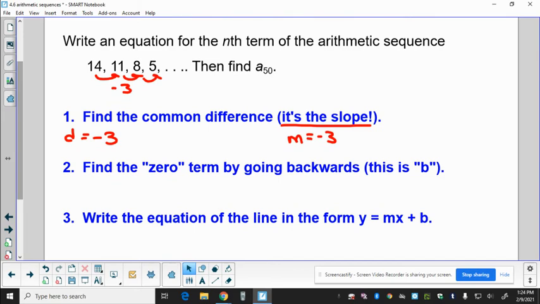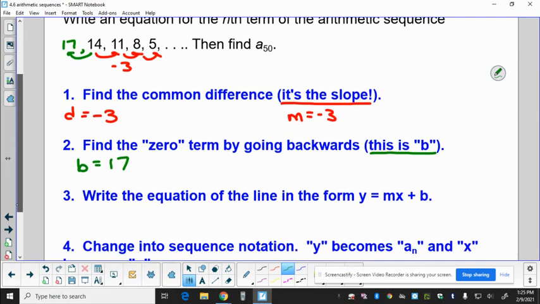Let's go to step number 2. Find the zero term by going backwards. This is B, or the y-intercept. So what if we were to go backwards one term? What do you think that term would be? Well, if this pattern is subtracting 3, then what if we added 3? That term would have to be 17, wouldn't it? That's right. So that we can call B. I think we're ready to write the equation of this line.